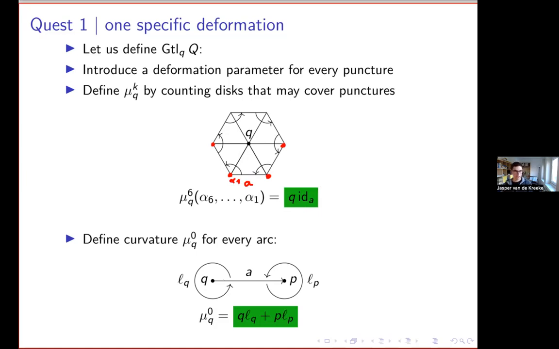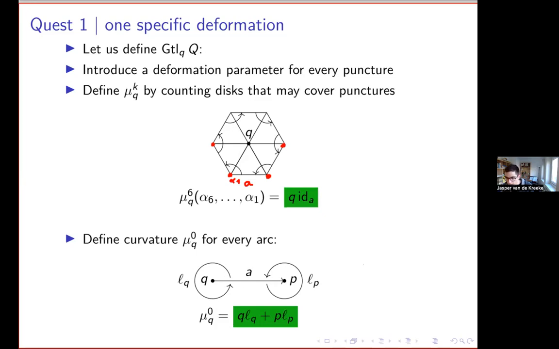Okay, so you can try whether this is a curved A infinity relation, an A infinity deformation. It is not. What you need is to include some curvature. Only if you include curvature, it will become an A infinity deformation. And what curvature do you introduce? Well, let's regard an arc A. Recall that arcs are the objects, so we want to curve the object. For every arc A, you look at the 2 loops, the full turn angles at both endpoints of this arc. And the curvature we give this arc is Q times the loop on this side and P times the loop on this side.